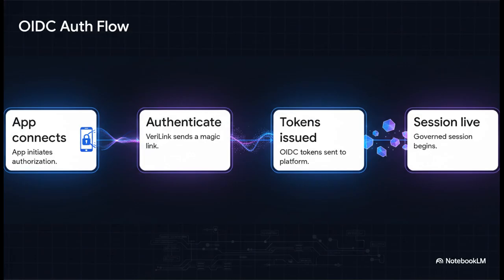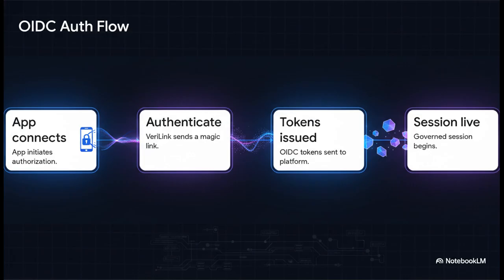Step 1. Your app initiates the authorization request to VeriLink using standard OpenID Connect protocols. And crucially, this is where OIDC with PKCE, that's Proof Key for Code Exchange, comes into play. Your application generates a cryptographic secret and sends a hash of it right along with that initial request. Step 2. VeriLink takes over the flow entirely, sending the user a secure, device-bound magic link. VeriLink is now verifying the user's identity on your platform's behalf without exposing any credentials whatsoever.